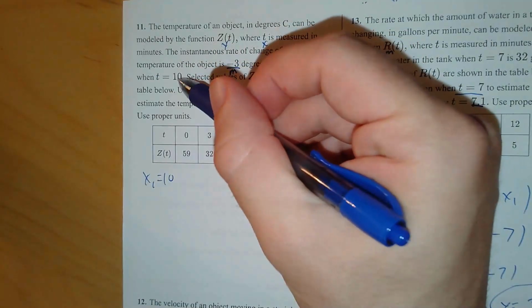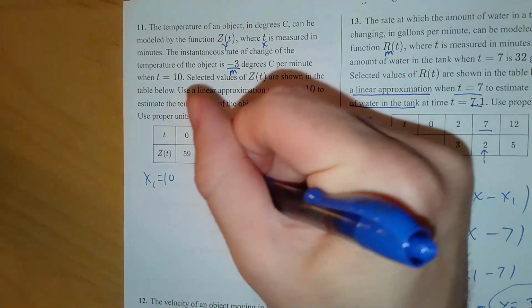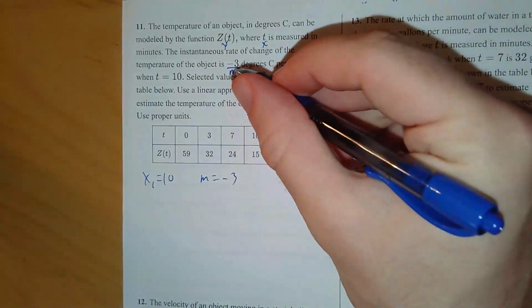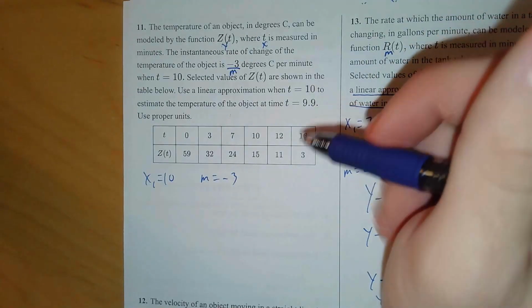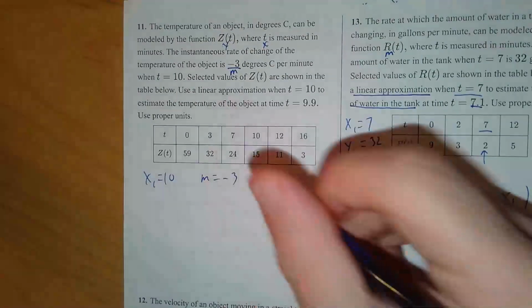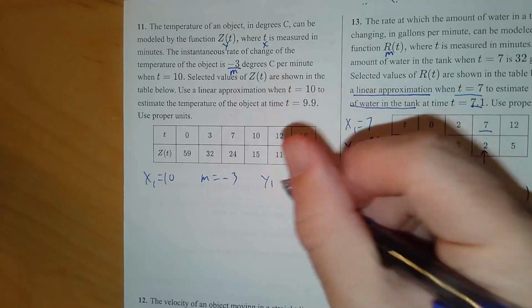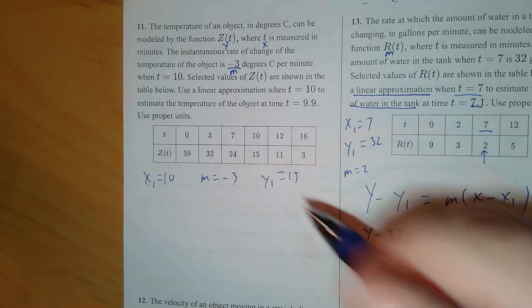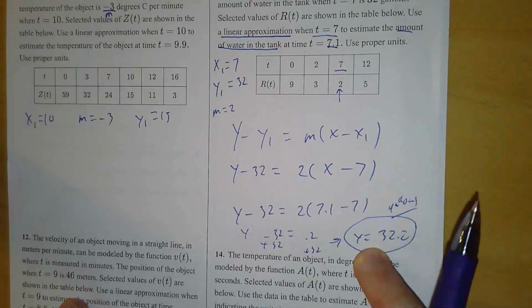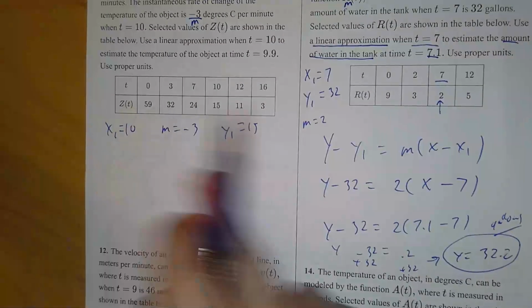My t is 10. My m would be -3, because I'm given that it's got a slope of -3. And then my output, my y1, would be 15 from the table. And then these steps are just the same thing. Plug it in. The hard part is just identifying it.